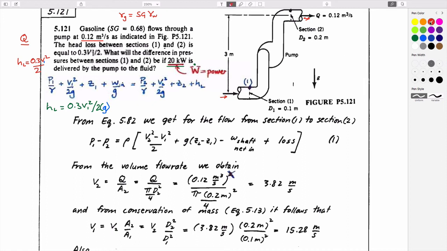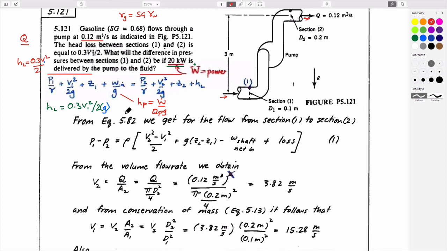So the same approach as before. Bernoulli between the upstream, the downstream, pump in and pump out. So this is Bernoulli. So this term here is actually HP, which is equal to uppercase W over Q rho G, I think.